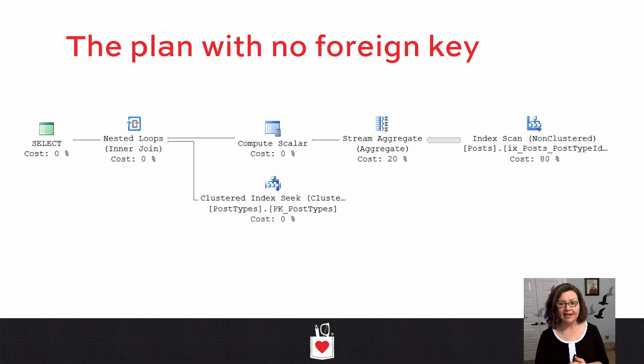So I've got to do a scan, and it has figured out that there's a non-clustered index it can scan, which is faster than scanning the clustered index. But I've got that nested loop in there. I've got to go check the post type table, right? Because I only want to return rows where the join succeeds. So I've got to do that work.